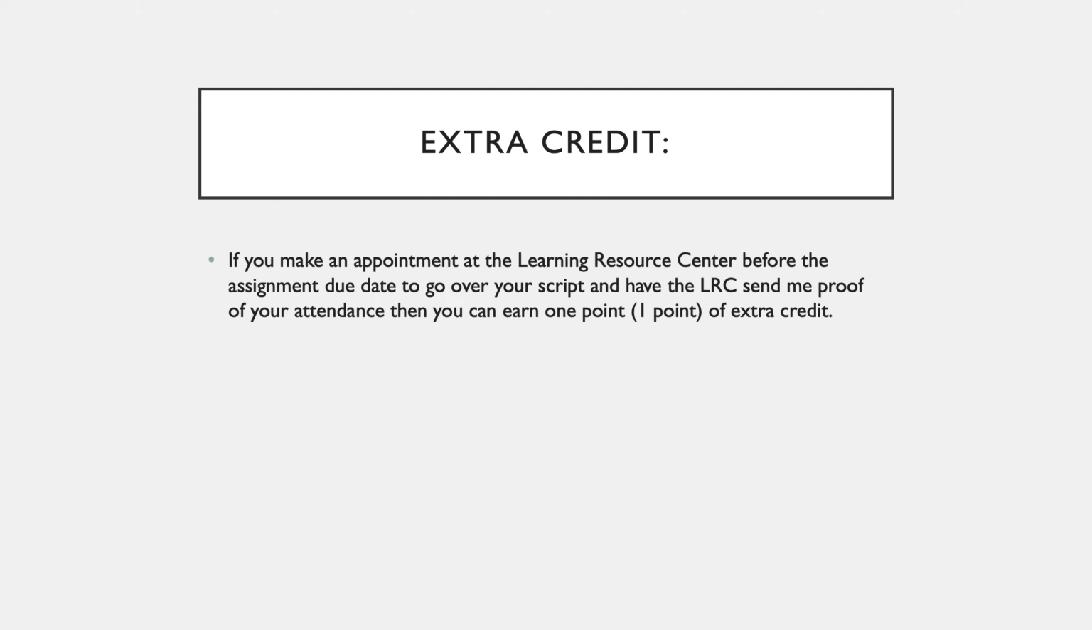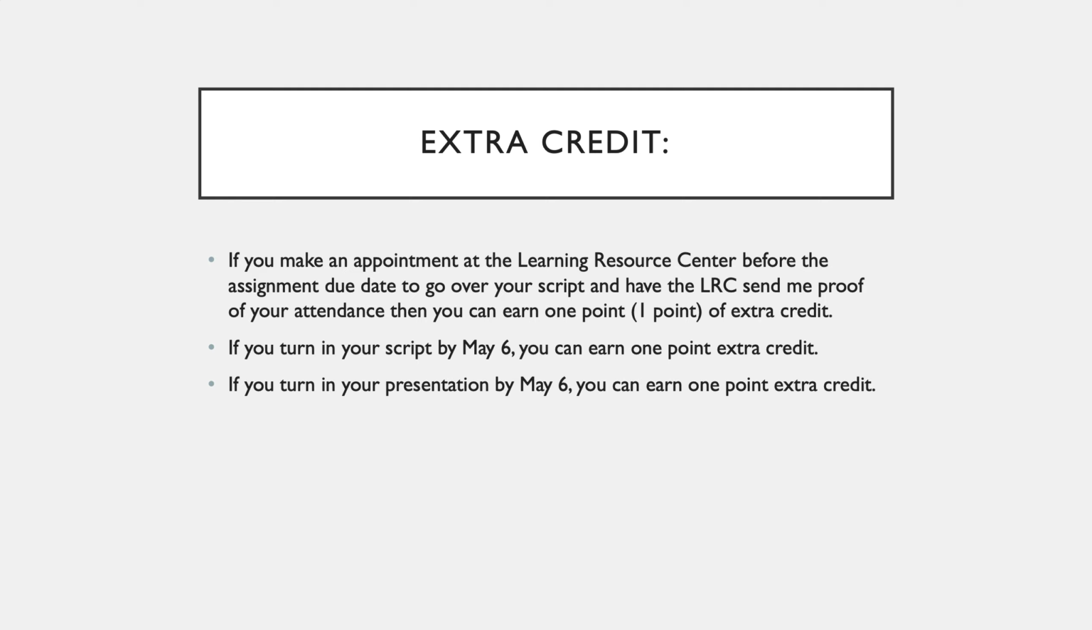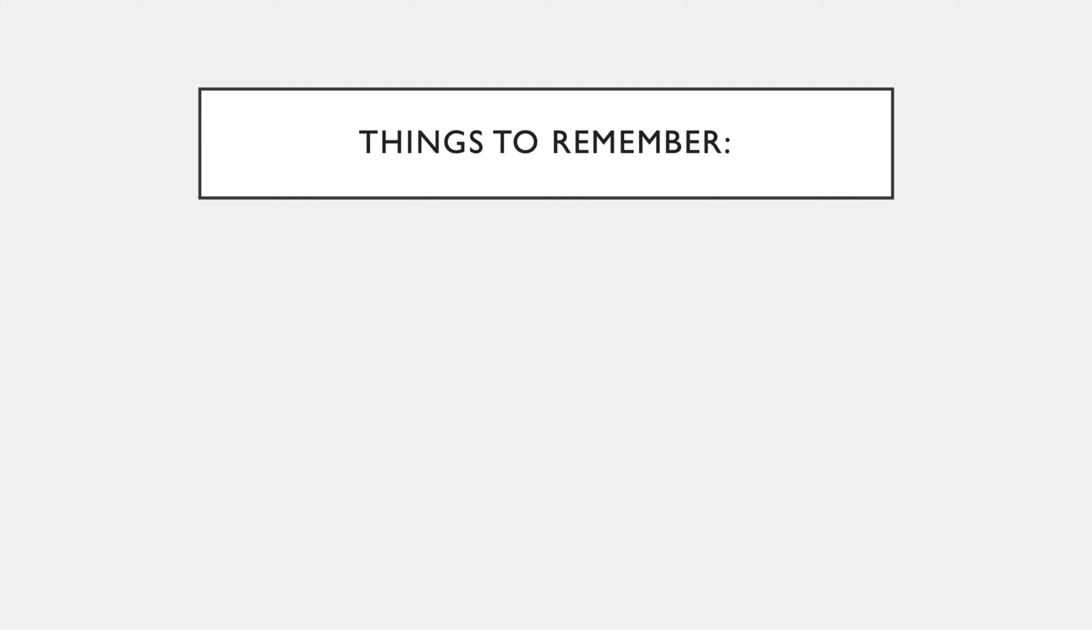Extra credit. If you make an appointment at the Learning Resource Center before the assignment due date to go over your script and have the LRC send me proof of your attendance, which they do all the time, then you can earn 1 point of extra credit. Plus, you can have someone look over your paper. If you turn in your script by May 6th, you can earn 1 point extra credit. And if you turn in your presentation by May 6th, you can earn 1 point extra credit.